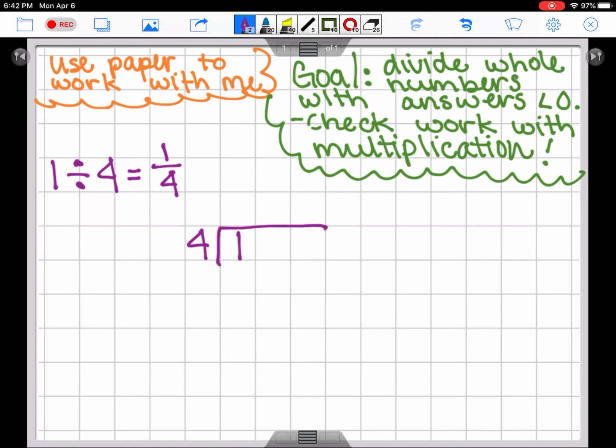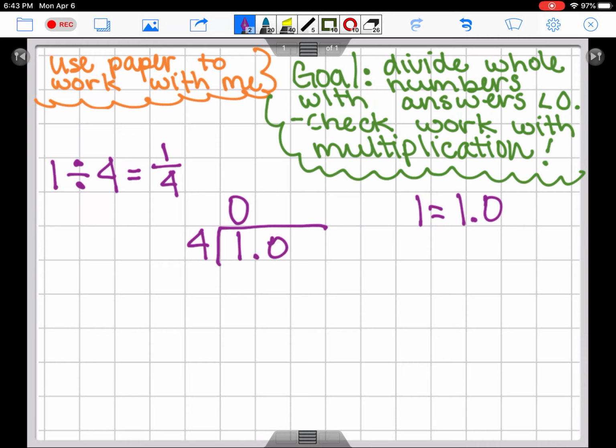So right away we look at this. We know 4 is greater than 1. 4 cannot fit into 1 any times. A big old goose egg, guys. So this is where our idea of equivalent decimals come in. We know that 1 is equal to 1.0. So let's try that.